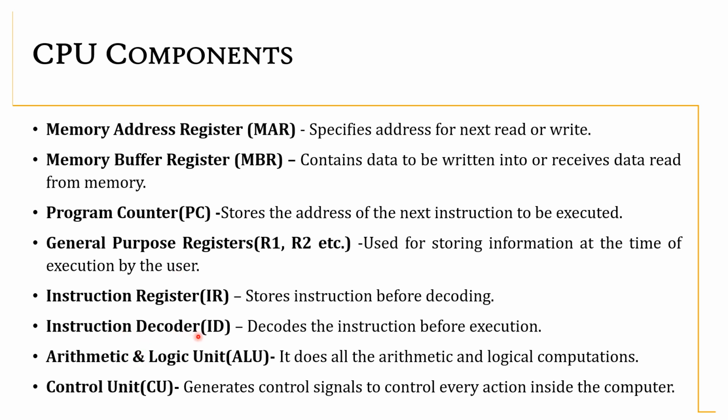Then the instruction decoder decodes the instruction before execution. It analyzes the instruction and identifies the operation to be performed. Then the ALU unit performs all the arithmetic and logical computations, and the control unit generates the appropriate control signals to control every action inside the computer. So these are the various CPU components. As we said, we'll have some general purpose registers, special purpose registers, ALU unit and control unit.